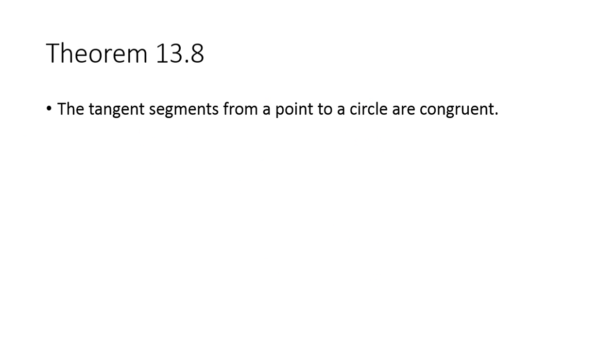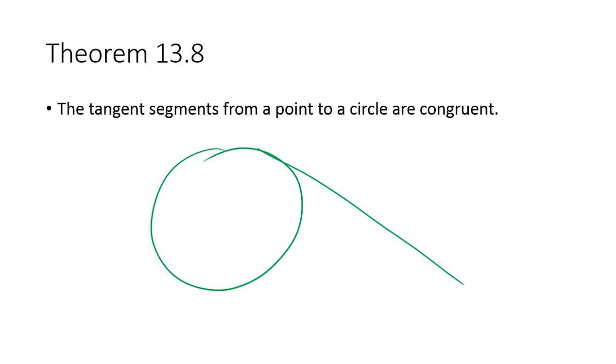Tangent segments from a point to a circle are always congruent. So if we have a circle and we've drawn two tangent lines, and they intersect outside the circle somewhere, what we know for sure is that these must be congruent in length. So the distance from your point of tangency, as it's called, to the intersection point outside of it, that distance must be the same.